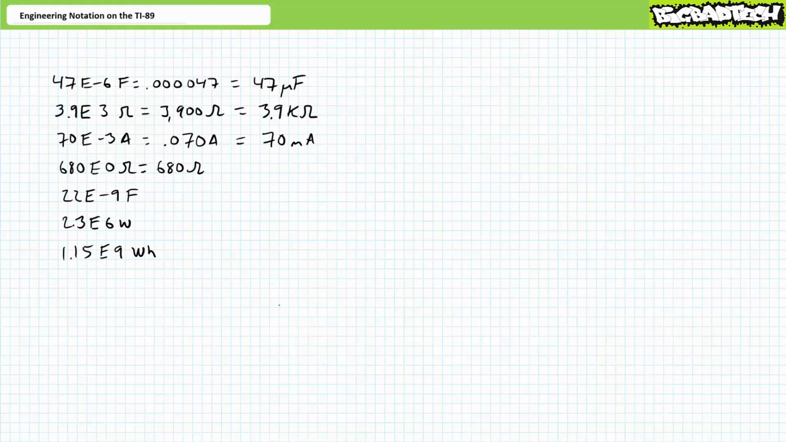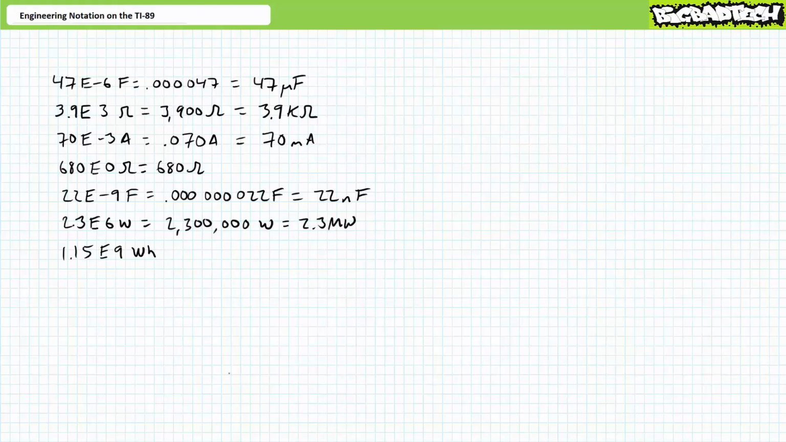written as 680 ohms. Our next entry, 22e negative 9, means take the coefficient 22 times 10 to the negative 9th. In the base unit of farads, this represents a quantity of 0.000000022 farads, more appropriately expressed in engineering format as 22 nanofarads.